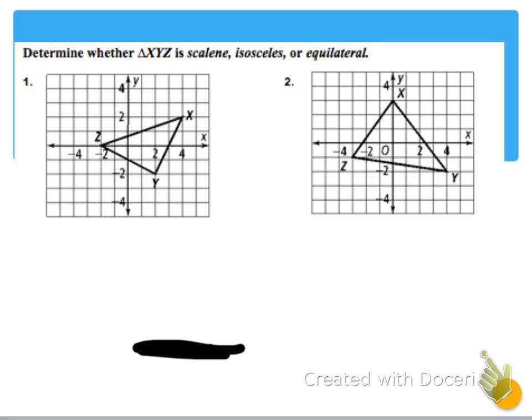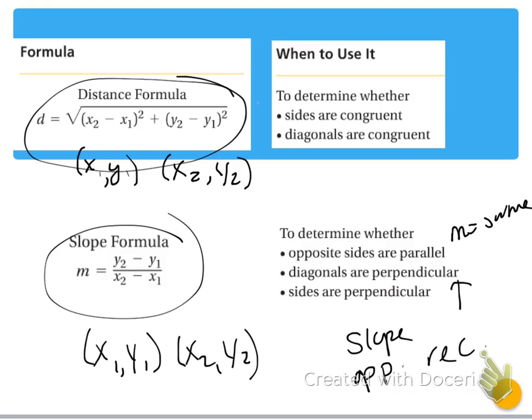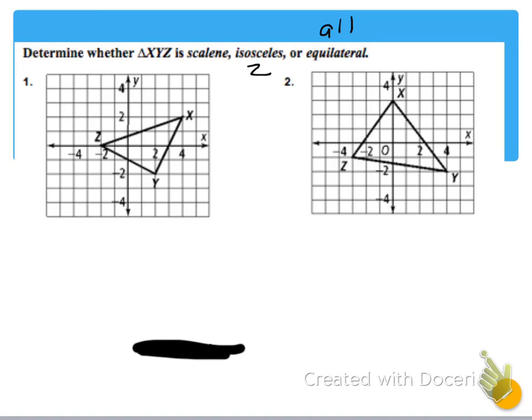Okay, so determine whether triangle XYZ is scalene, isosceles, or equilateral. Scalene means all the sides are different. Isosceles means two sides are the same, and equilateral means all the sides are the same. So we need to figure out if the sides are all the same size, if only two of them are the same, or if none of them are the same. So we're going to have to use this distance formula right here to check the sides. First, you're going to get your points. So we have X, Y, and Z.